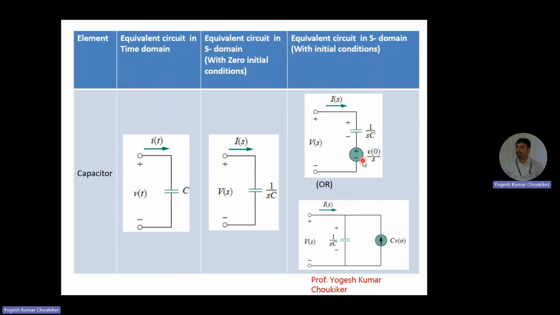But with initial condition, we again have two different conditions. The capacitor is in series with a voltage source, or the capacitor is in parallel with a current source. If we know the value of v(0), we put the v(0) value here and do the solution. This completely depends upon the demand of the circuit.